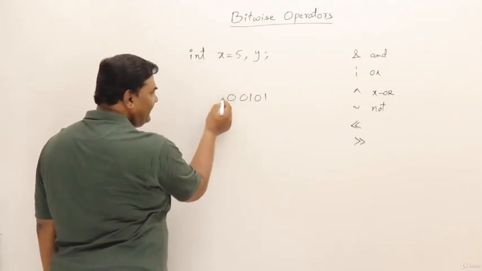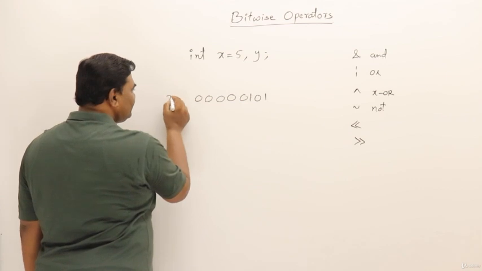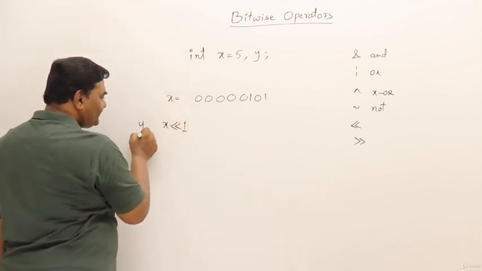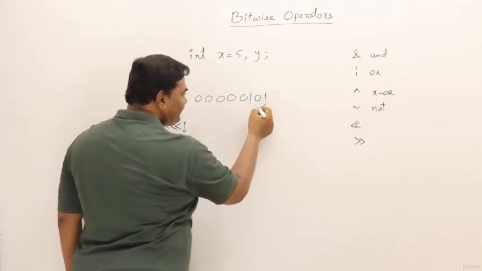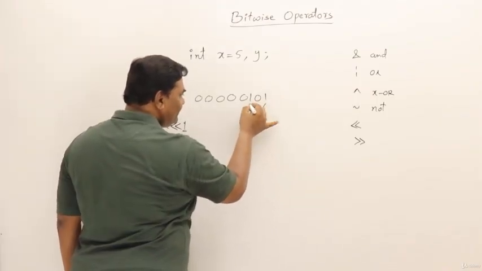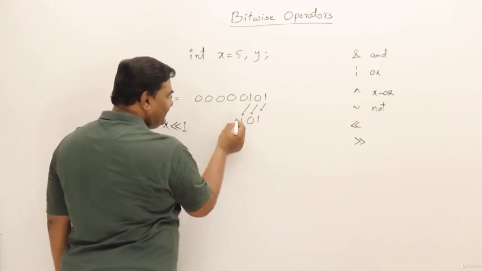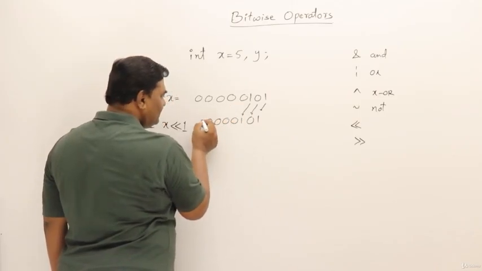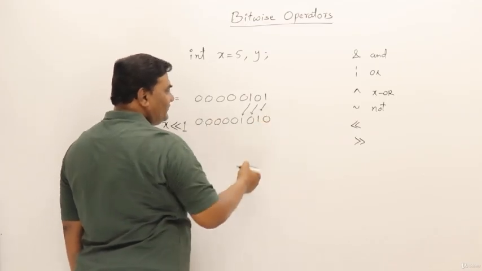So I will just write 8 bits here. This is x. Left shift by 1, and I want to store the result in y. Then this bit is shifted here, so this is 1, and this is shifted here 0, this is shifted here 1, and all these bits are shifted this side. So the remaining 5 bits are shifted this side. This place is vacant now, so here 0 is inserted.